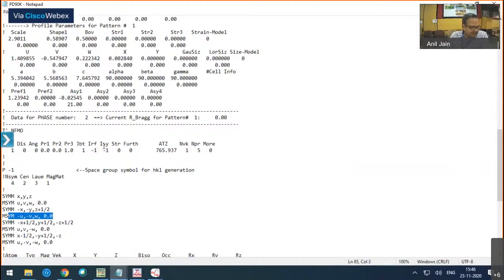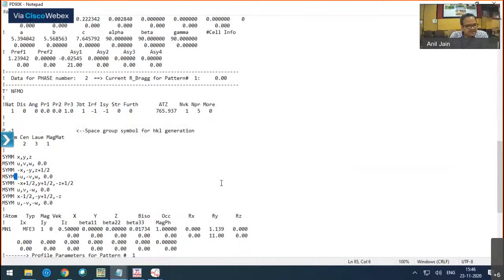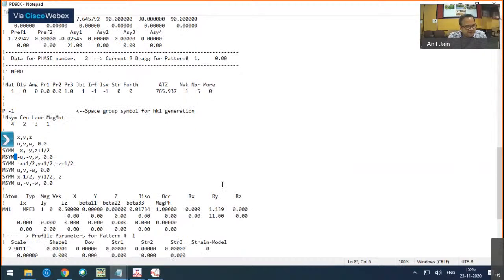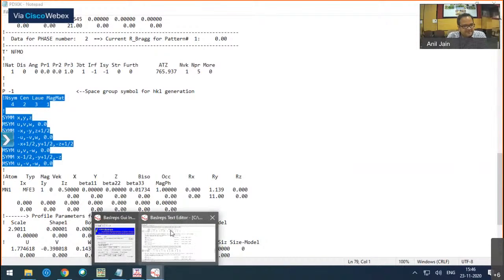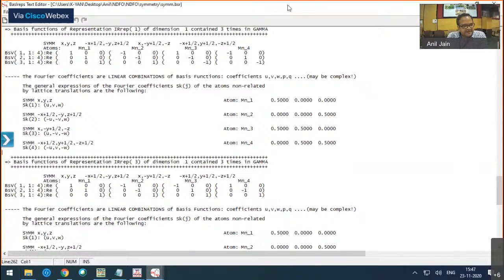So when I write ISY equal to -1, it means I will be putting magnetic symmetry instructions in the PCR file. The rest of the things are the same. Now in this case, what we are giving is the information about the moment in terms of their direct projection along the x, y and z axes, Rx, Ry and Rz. And this piece of information, I am getting again from this, you can see here.